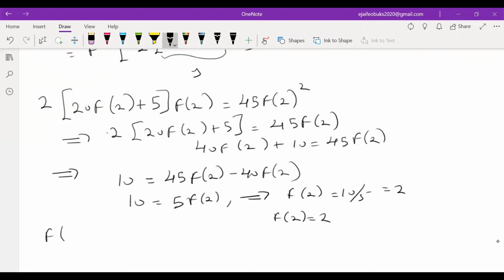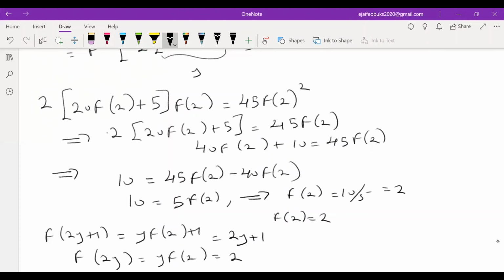It means that f of 2y plus 1, which is equal to 2y plus 1, since f of 2 is 2. And that means f of 2y, which is y times f of 2, is equal to 2y. So in summary, I can say that f of x equals x for all x greater than or equal to 2.